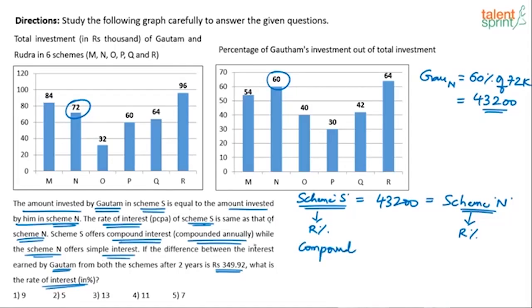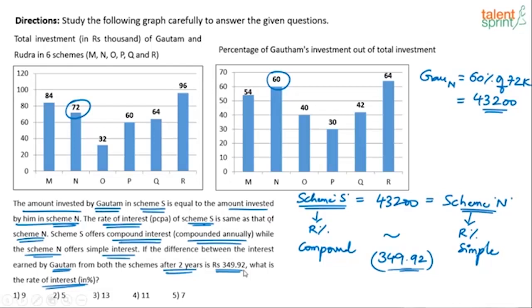But scheme N gives you simple interest. The difference in these two schemes, scheme S and scheme R, after 2 years is 349.92. I mean, the difference of interest earned from these two schemes is 349.92 after 2 years. What is the rate of interest?